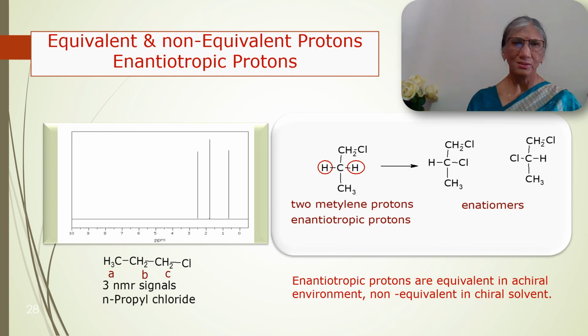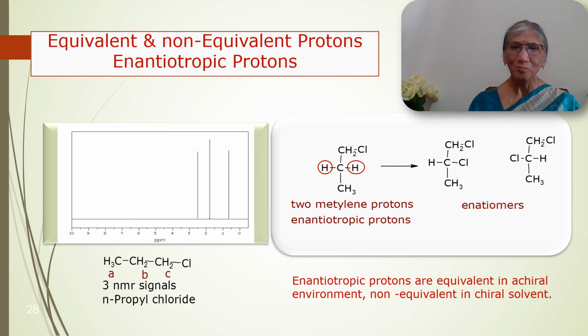This is the NMR spectrum of n-propyl chloride, and this shows three signals. One signal is because of methyl protons, one is because of methylene protons, another is also because of methylene protons. Now we will see that all the protons present in n-propyl chloride are non-equivalent protons. So start with methyl protons. Substitute methyl protons by a substituent, say chlorine. So the product obtained will be 1,3-dichloropropane.